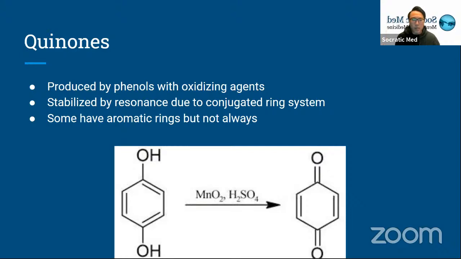So as you can see on the bottom, this reaction of a phenol with an oxidizing agent forms this quinone, and it's stabilized by resonance due to the conjugated ring system. And the ring began as an aromatic ring, but after oxidation, it's not aromatic, though some may still be aromatic after oxidation.